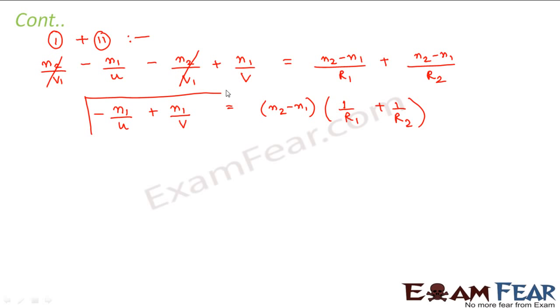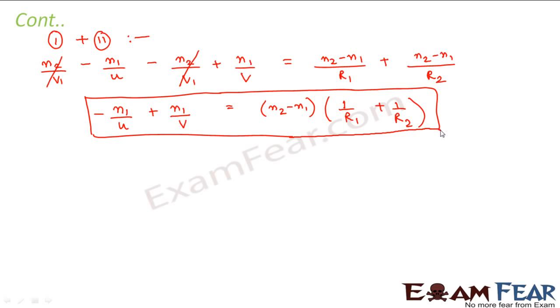So this is the expression which we get for refraction by a convex lens, right? Because this is the expression which we get by combining the equations for the two spherical surfaces. So let us call this equation as equation 3.